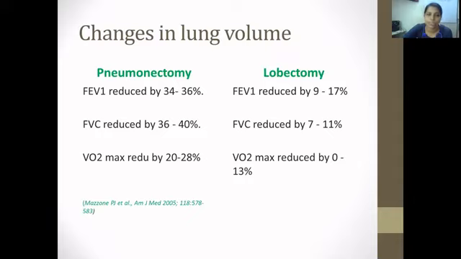These are the changes following lung resection surgeries. In pneumonectomy, FEV1 is reduced by 34 to 36%, FVC is reduced by 36 to 40%, and VO2 max is reduced by 20 to 28%. In lobectomy, FEV1 is reduced by 9 to 17%, FVC is reduced by 7 to 11%, and VO2 max is reduced by 13%.